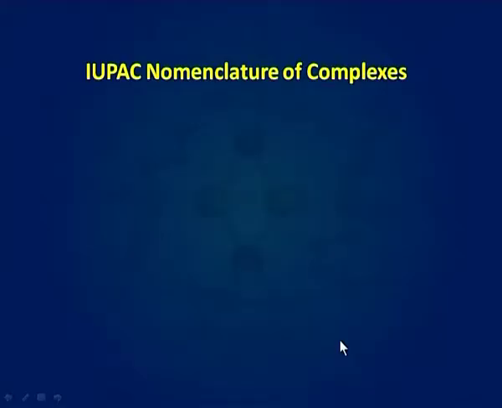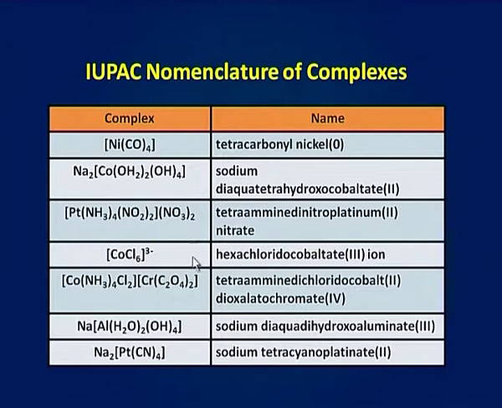Now, we will name some complexes by the rules we have studied. Here, there are 4 ligands and these are neutral ligands, and the name of the ligand is carbonyl. Hence, the name of the complex will be tetracarbonylnickel, and the oxidation state of nickel is 0. Therefore, 0 will be placed in the brackets after the name.